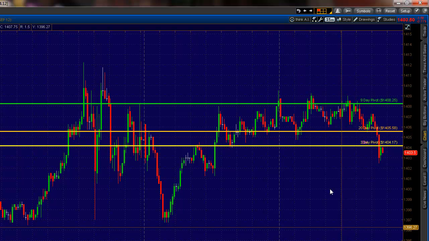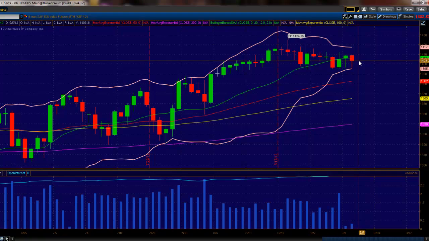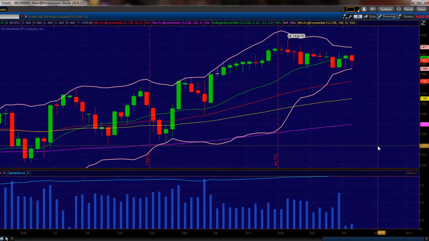So the market is trading very, very indecisively right now. That's really what this daily chart is trying to tell us. So, no real big bets.